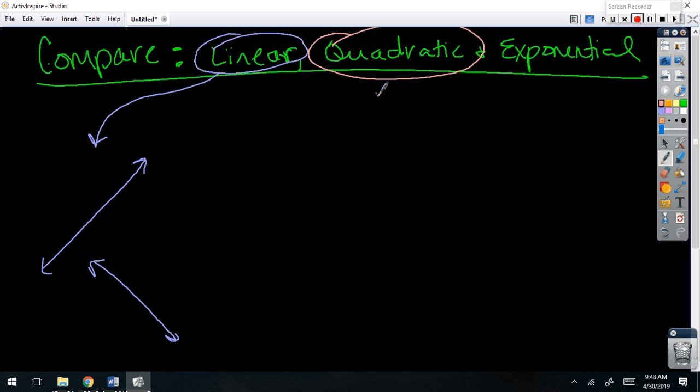What does a quadratic graph look like? This is what we just did. A U or a parabola, right? It has a vertex. It looks like this, or like this.